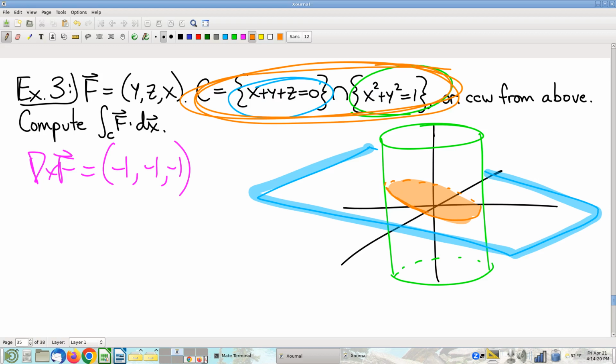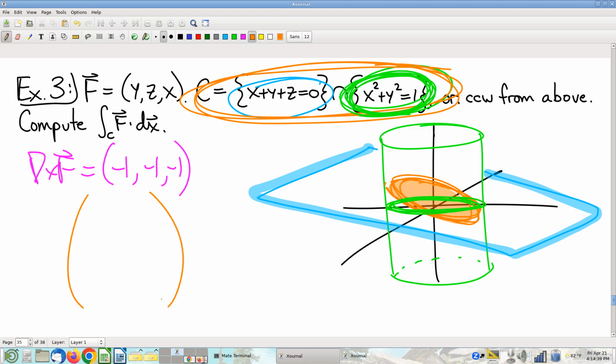So keep in mind, this is the curve we're talking about. And notice its projection into the XY plane is just a circle. We know how to parameterize circles. So if I want to write down XYZ for this curve, just from the fact that x and y are going around in a circle, I'm just going to say cosine t, sine t.